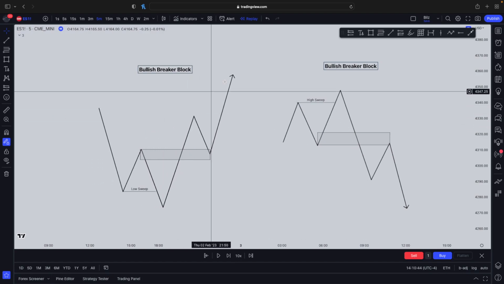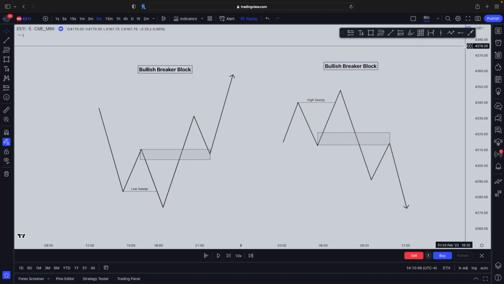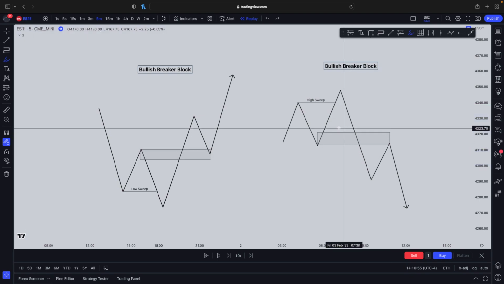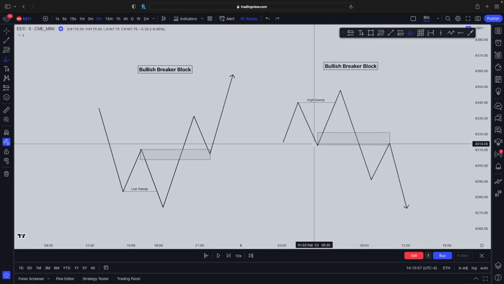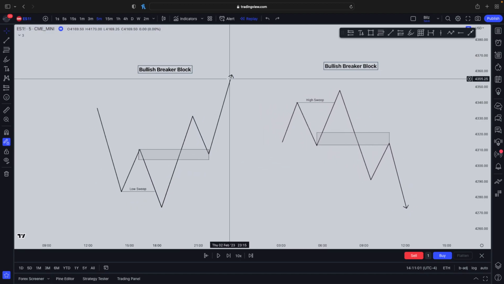Only if I see a zone where I do see an imbalance. Usually when you see a breaker block, you do see an imbalance because of the massive move, massive injection of money coming into the market right here. But yeah, when I do see it and it looks like a precise entry, then I take it. So I'm going to be teaching you how to actually find these, how to actually take them yourself.